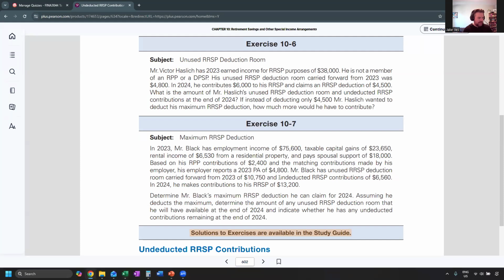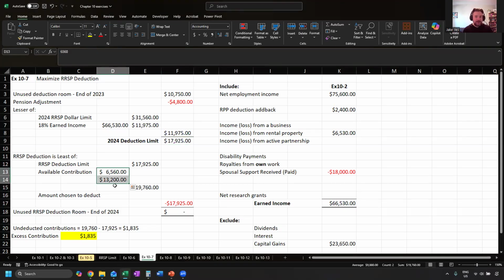We're told that we have undeducted contributions of 6,560, and we made further contributions of 13,200. So we've added these amounts of money into our RSP, but we haven't taken the deduction yet. So our total deduction we can claim is 19,760, but we only have 17,925 of space available to us. We subtract the lower amount from our income. So our unused deduction space is 0. We've already used up all of our deductions from our income, but we contributed more than we had available.